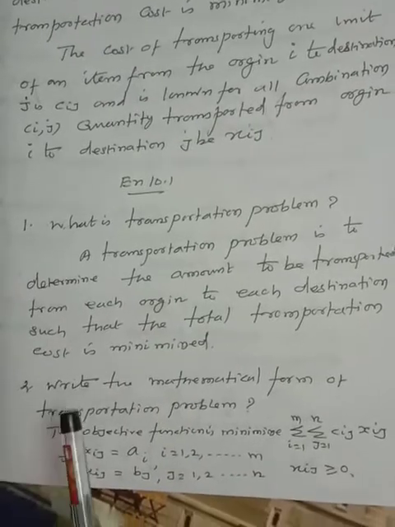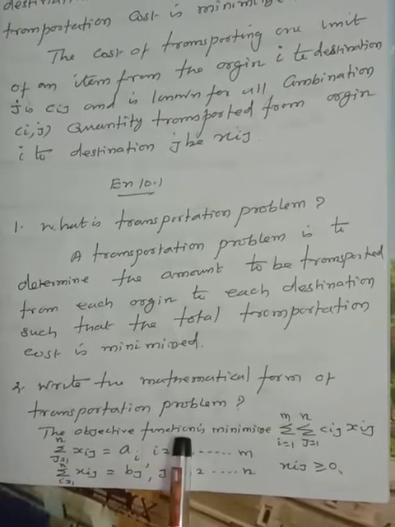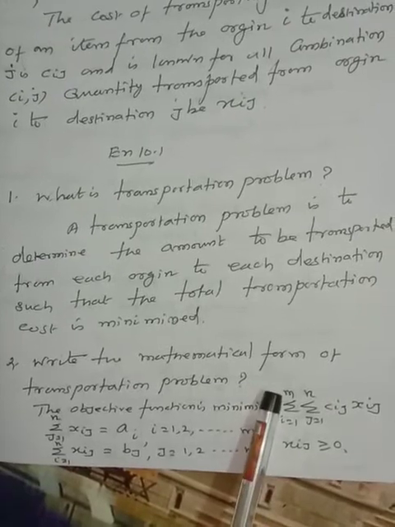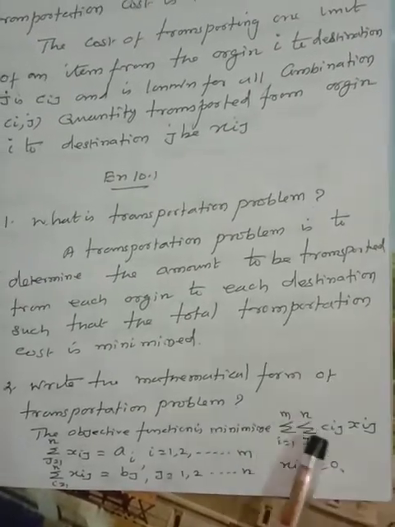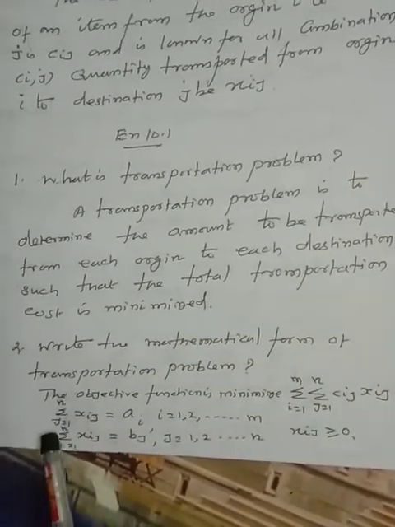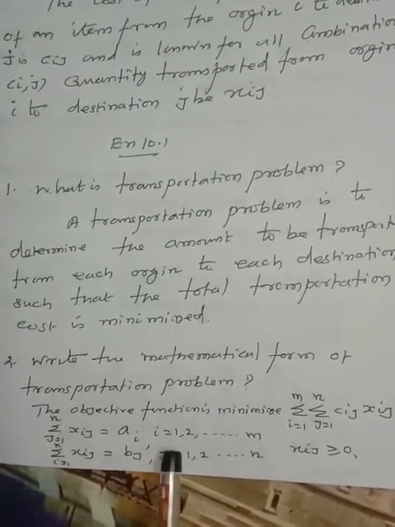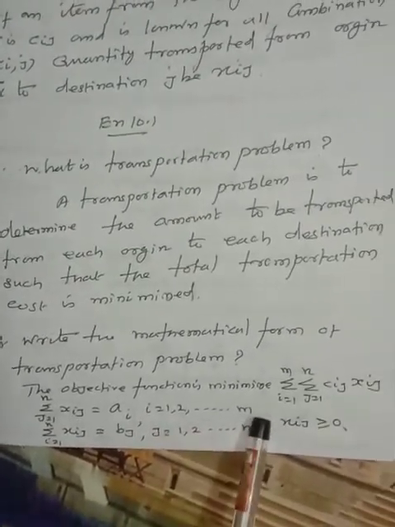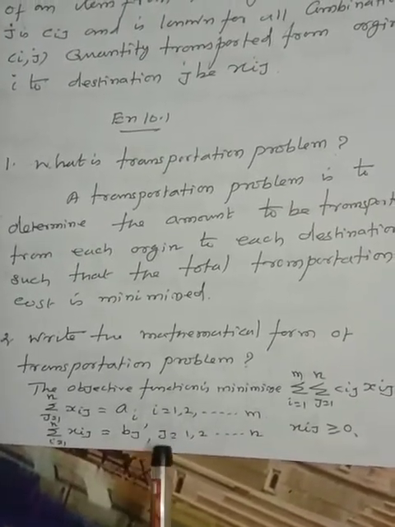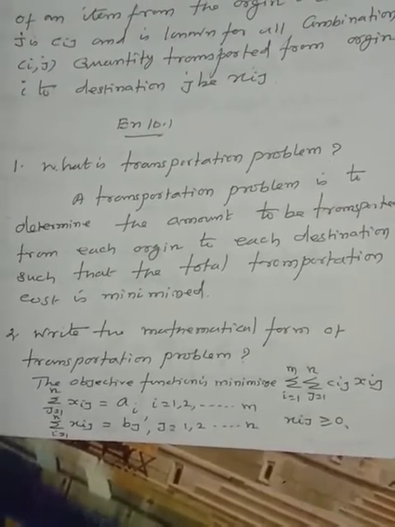Question number 2. Write the mathematical form of the transportation problem. The objective function is minimize the sum of i varying from 1 to m, sum of j varying from 1 to n, Cij Xij. Subject to the sum of j varying from 1 to n of Xij equals ai, i equals 1, 2, 3 and so on to m. The sum of i varying from 1 to m of Xij equals bj, j equals 1, 2, 3 and so on to n. Xij is greater than or equal to 0.